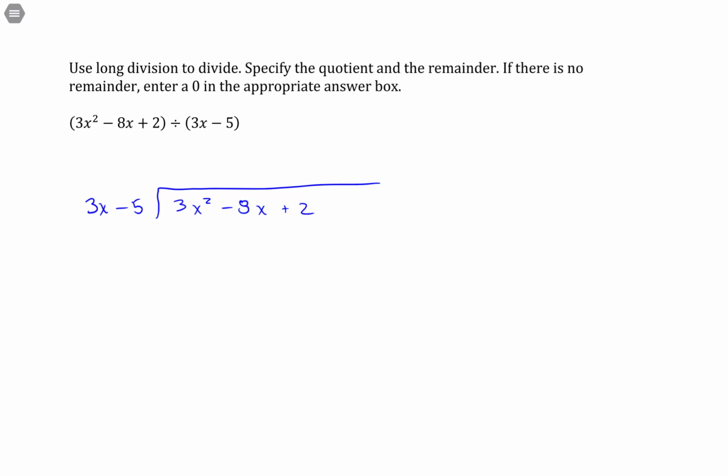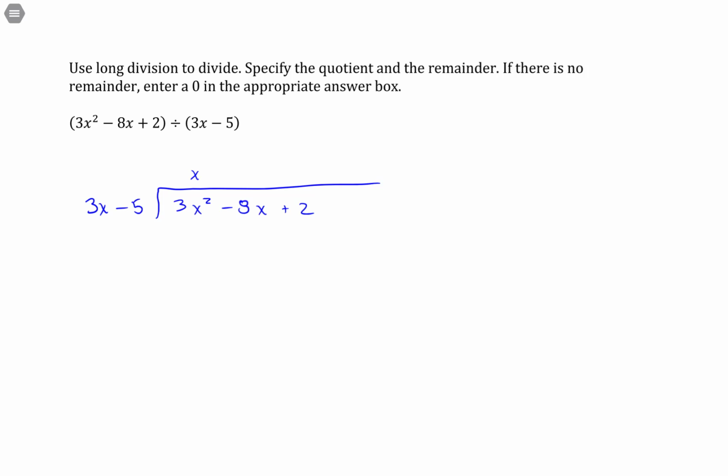Now, to do this, we start with this first term, 3x, and we ask ourselves, what do we need to multiply that by to get 3x squared? So we would have to multiply 3x by x to get 3x squared. And some folks will put that in line with the x term here in the polynomial. I generally don't. It doesn't make a lot of difference.